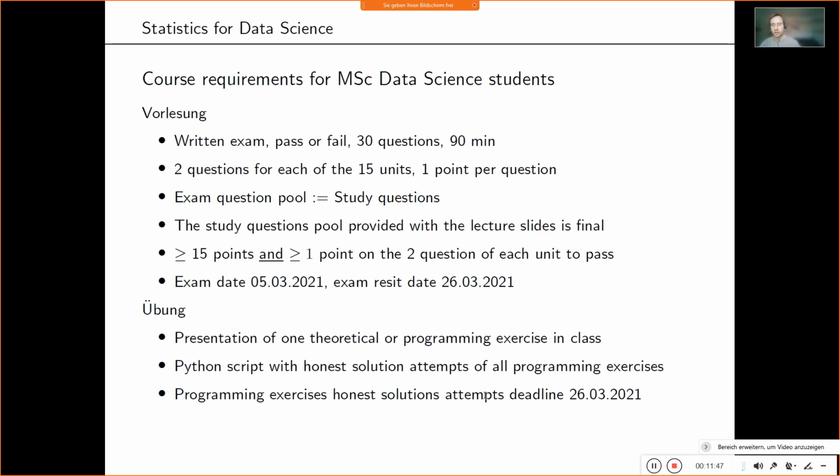So, course requirements. We have two types of students here, and now you all know who you are: either you are a data science student, registered in the Master Data Science, or you are not. This is now for those people who are data science students. There are two main components, the Vorlesung and the Übung. For the Vorlesung, there is a written exam. This written exam is pass or fail, because that's according to the study regulation of the Master for Data Science.